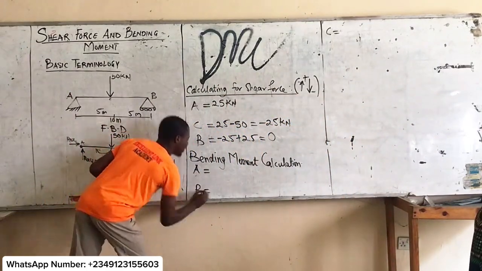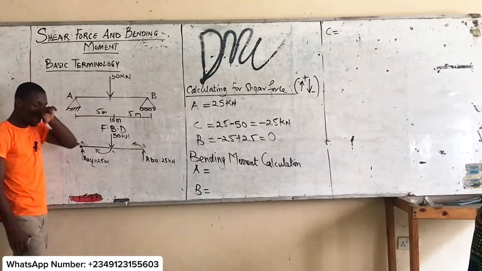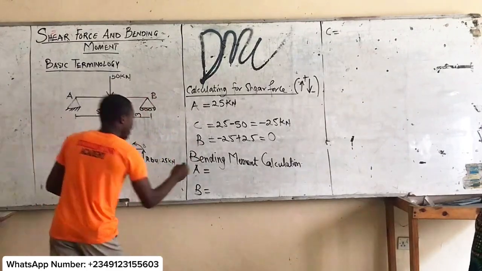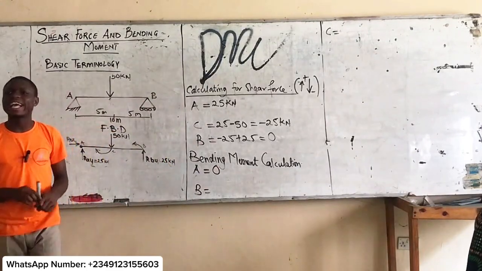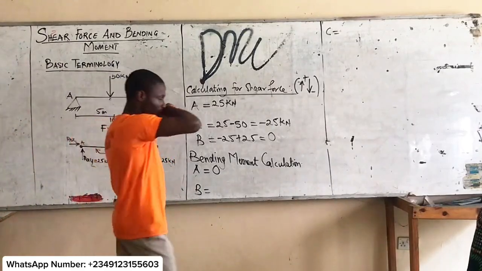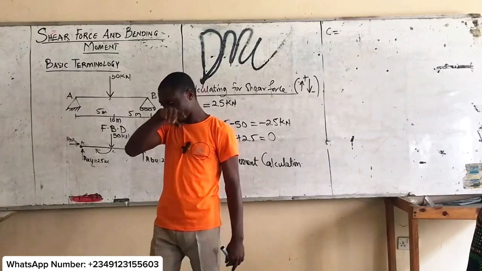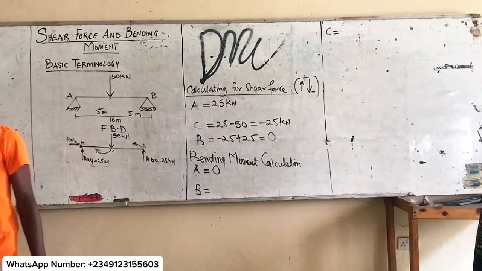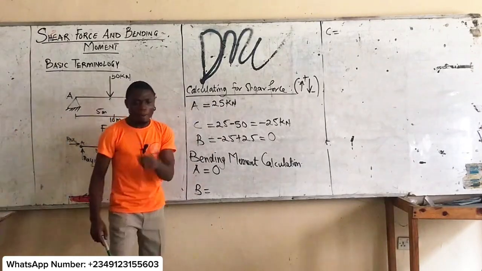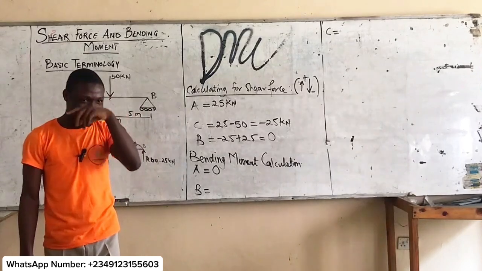For A, what do I get? Moment at point A is zero. Is it 0 kilonewton or 0? Zero. Listen, what is my unit here? So now I'm having 0. Is it 0 kilonewton or 0? 0. Why 0? Because it's 0 now.